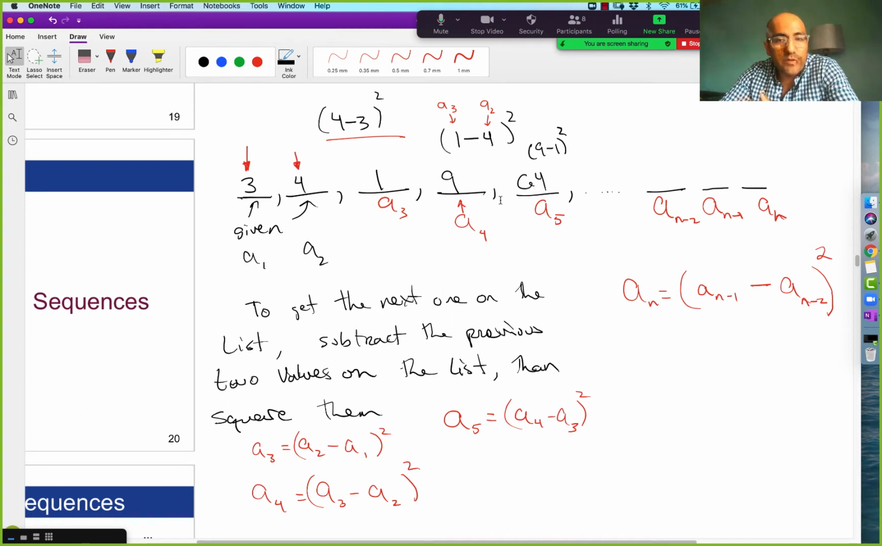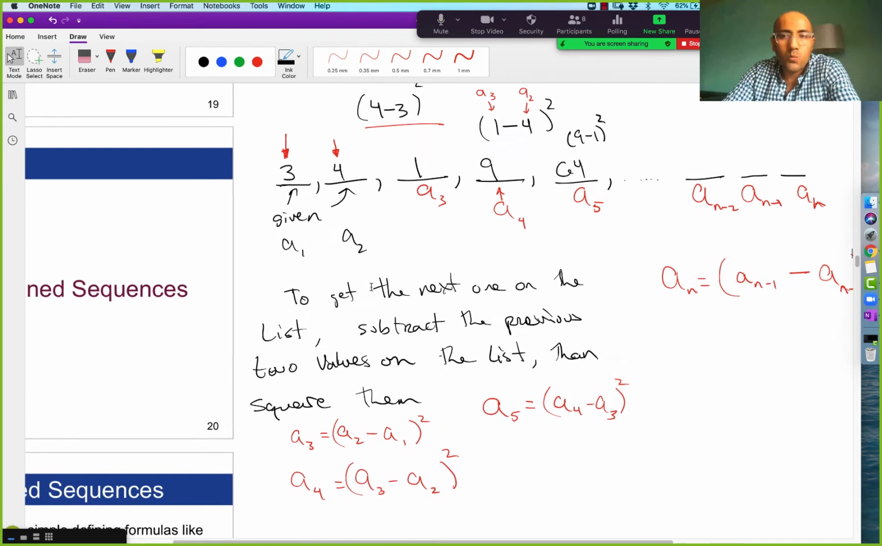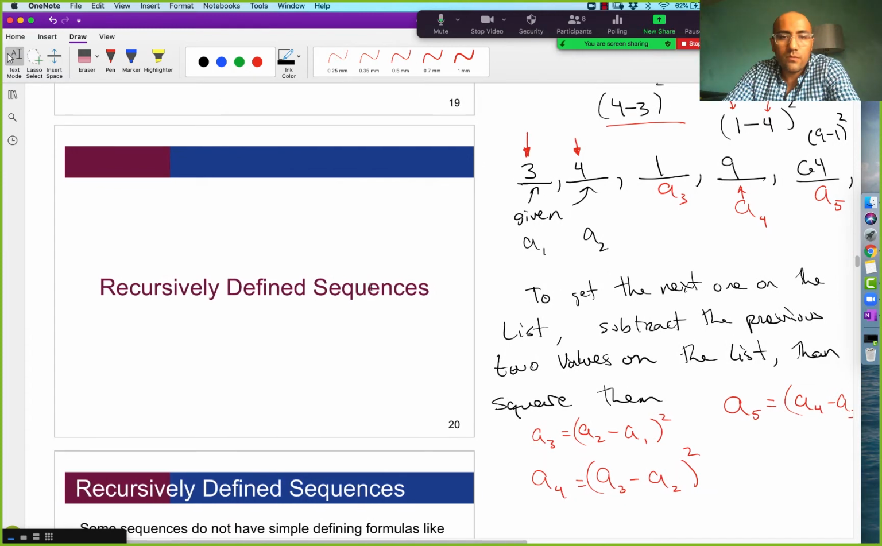However, there is some method to this madness. It's not just random numbers. The numbers are described by the previous values that came on the list. In this case, every nth value can be found by looking at the two values that came right before it. We do something to those values. We subtract them and square them. Any questions about this example at all? No?